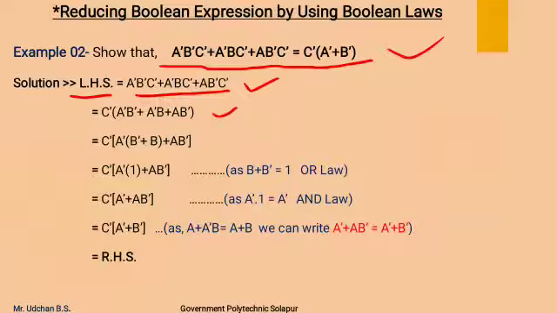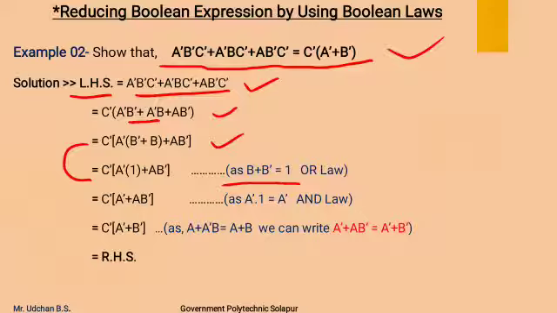Again I have taken a bar common from these two terms. So the equation will look like this, that is c bar into bracket a bar into b bar plus b, plus a b bar. Now we know as per our law b plus b bar will be 1. So this equation gets reduced to c bar into a bar into 1 plus a b bar.